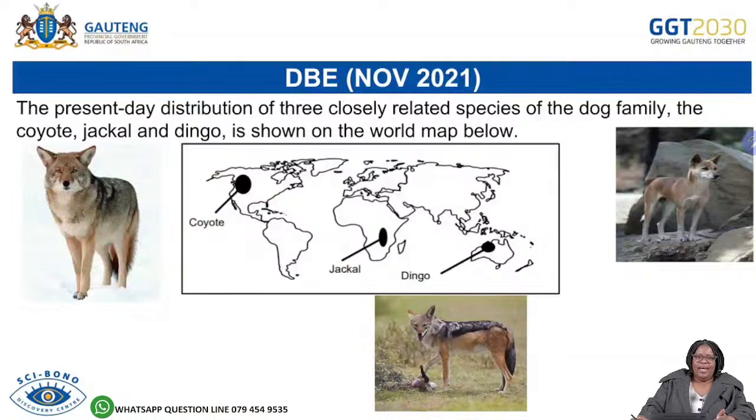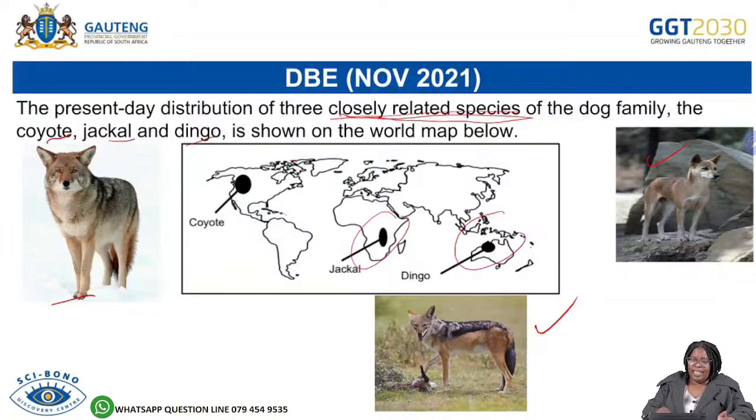Now, from the November 2021 paper, this was the question that was posed: the present day distribution of three closely related species. Okay, three closely related. This is a dog, this is a dog, this is a dog, right? Coyote are found here, and the jackal, and here we find the dingo, right? So distribution of three closely related species of the dog family, the coyote, the jackal, the dingo, is shown in the world map below, right? These are dogs closely related.